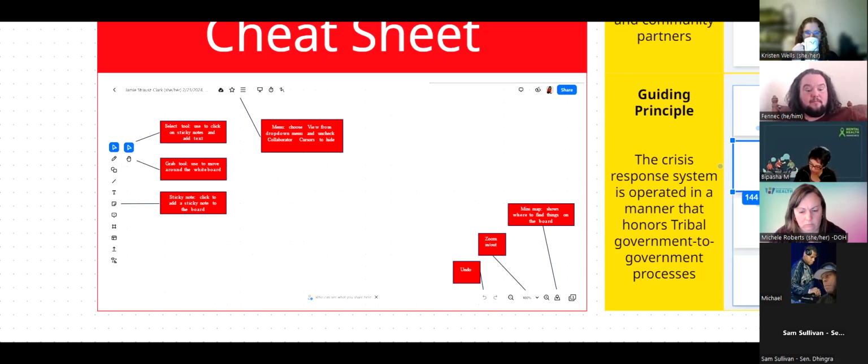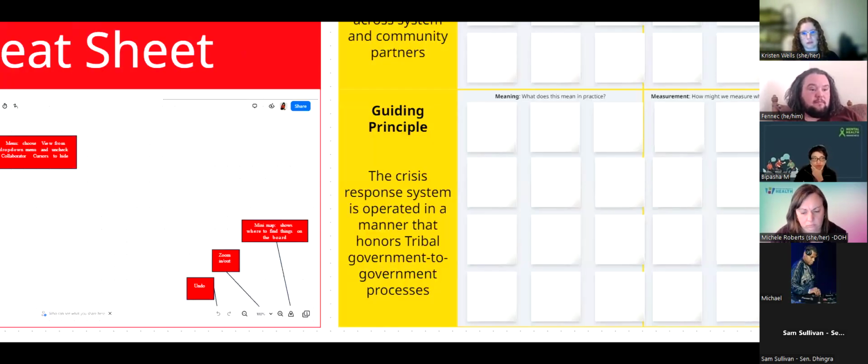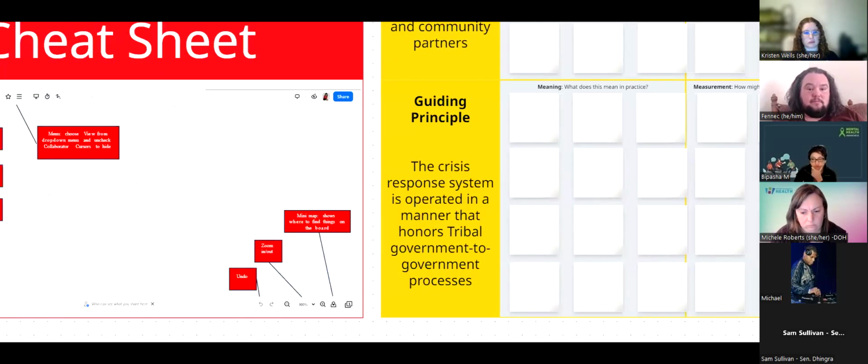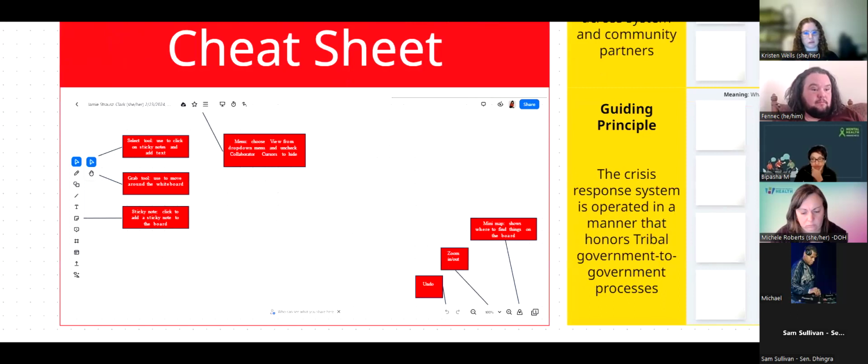The other option is a hand, which is a grab function. That allows you to click on the whiteboard and then move it. So like I can move the screen so we can move closer to the guiding principles. I'm just over here in the cheat sheet to help orient us first. So those two are going to be important to use.